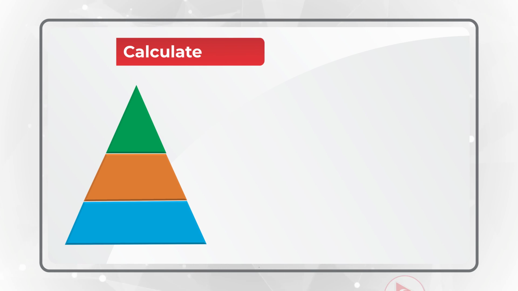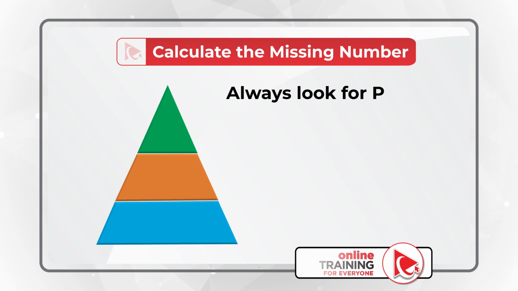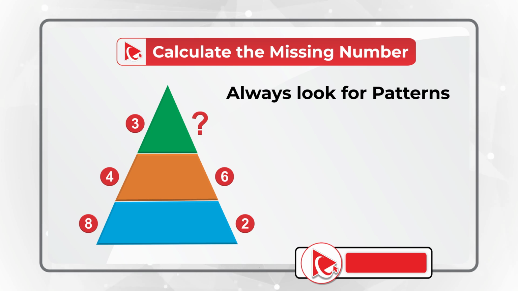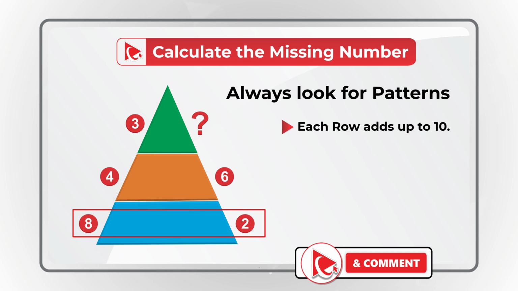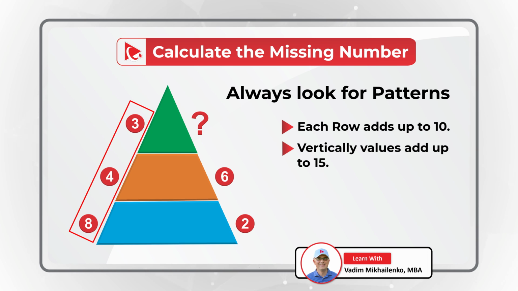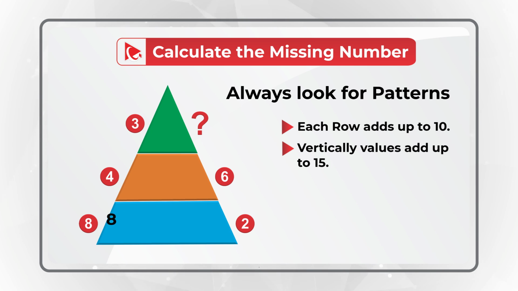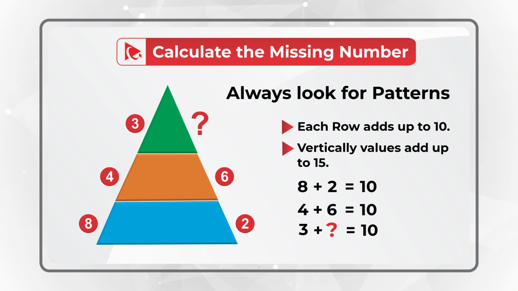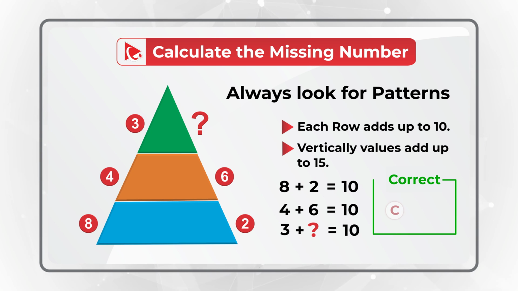I keep repeating it on this channel, but the fundamentals are solid. You need to always look for patterns in these types of questions. And there are actually 2 patterns here. The first pattern is that each row adds up to 10, and vertically value add up to 15. So for example, if we add 8 plus 2, that would be equal to 10. 4 plus 6 would be equal to 10. And 3 plus the missing number would also be equal to 10. So the correct answer here is choice C, 7. Hopefully you've nailed this question and now know how to answer similar problems on the test.